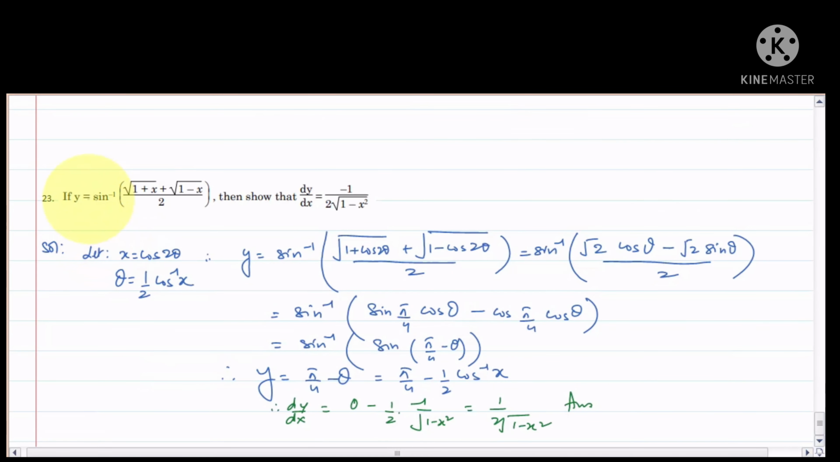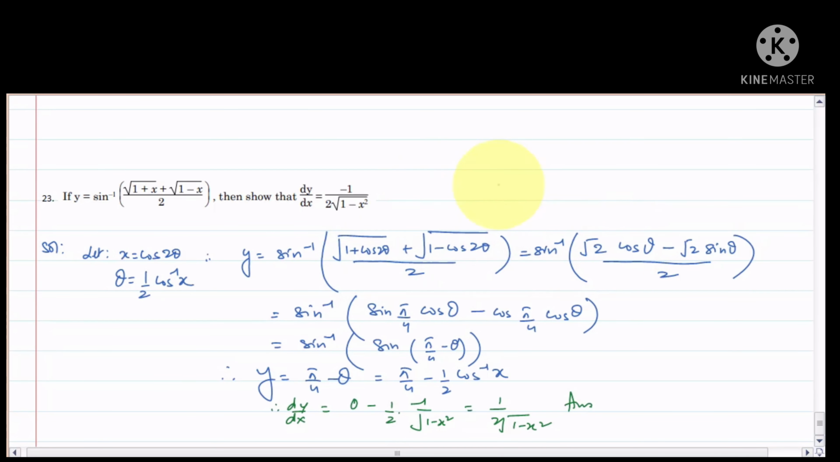Coming to question number 23, again it is a good question for boards also. If y is equal to sine inverse of root of 1 plus x plus root of 1 minus x upon 2, then show that dy by dx is equal to minus 1 by 2 under root 1 minus x square. So we let x be equal to cos 2 theta, which gives theta equal to half cos inverse x. So writing y is equal to sine inverse of root 1 plus cos 2 theta plus root 1 minus cos 2 theta upon 2.